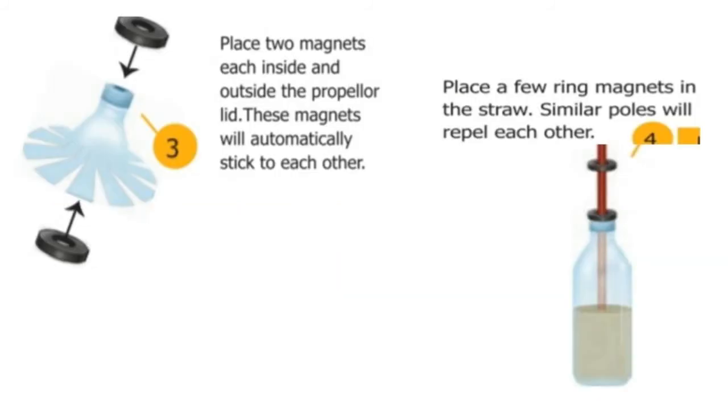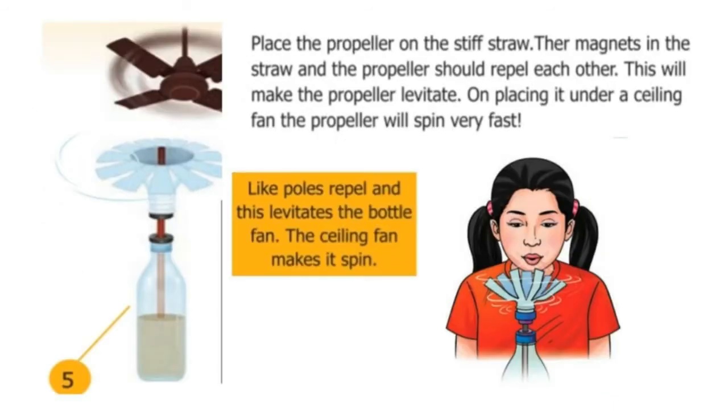Third step, place two magnets, one inside and one outside the propeller lid. These magnets will automatically stick to each other. The fourth step, place a few ring magnets in the straw so that similar poles will repel each other. Finally, place the propeller on the stiff straw. The magnets in the straw and the propeller should repel each other. This will make the propeller levitate.